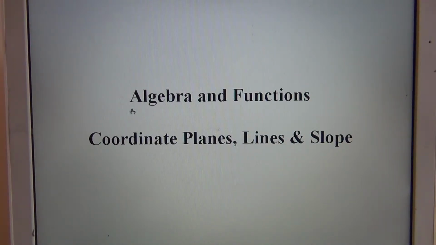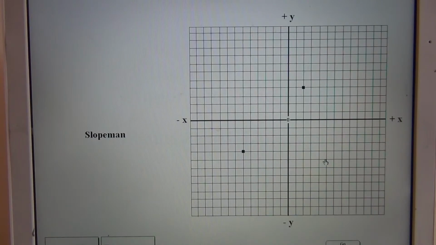Today this lesson is going to deal with the algebra and functions strand, and we're going to talk again about coordinate planes, which we have already talked about, lines, and the slope of those lines. So let's take a look at what we have here.